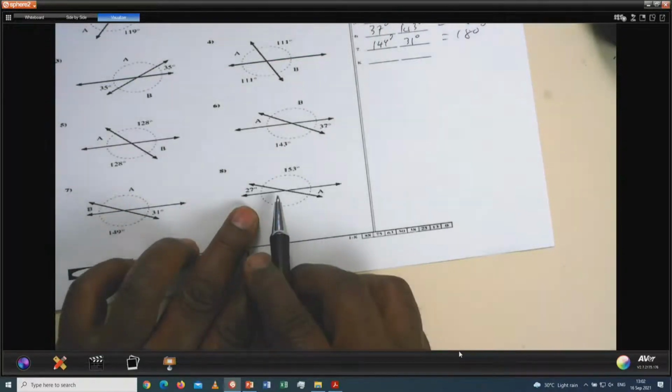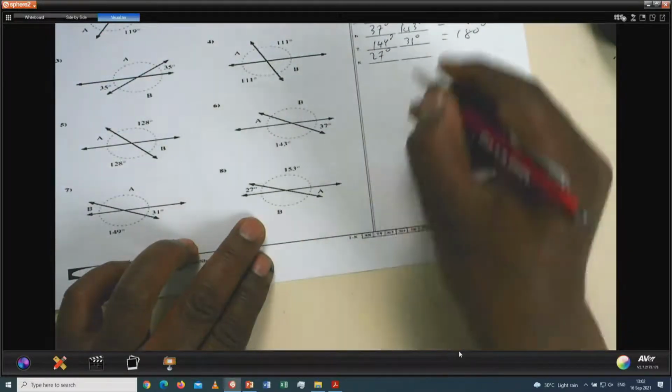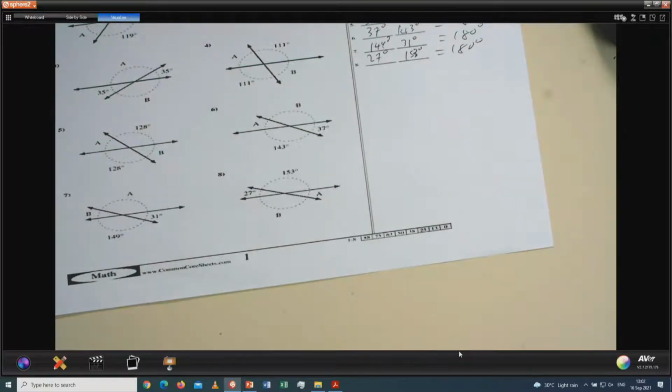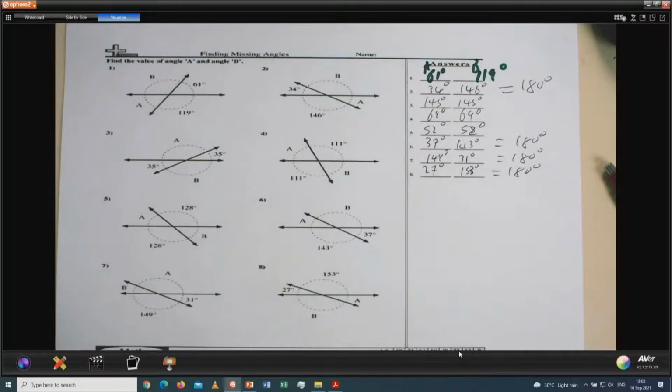What's the situation with number 8? Same thing. Your A vertically opposite to 27 degrees. Your B vertically opposite to 153 degrees, which equals 180. So it's important to know the relationship. Slowly but surely. Vertically opposite and angles on a straight line, the relationship, and then we put it mathematically. Remember that, mathematically.